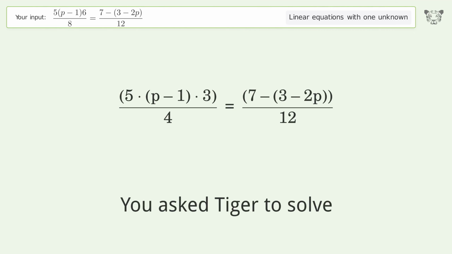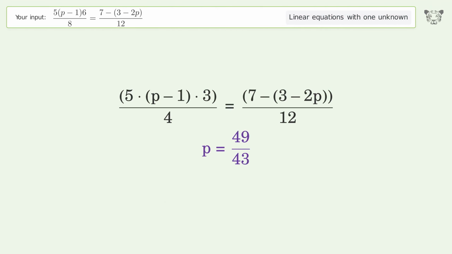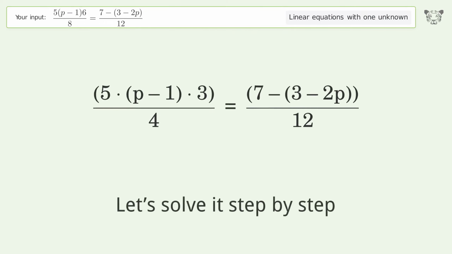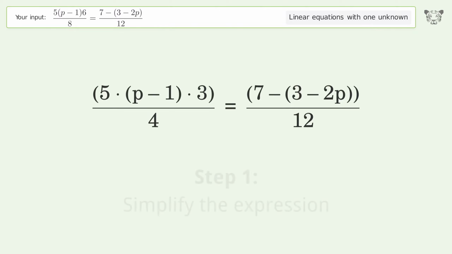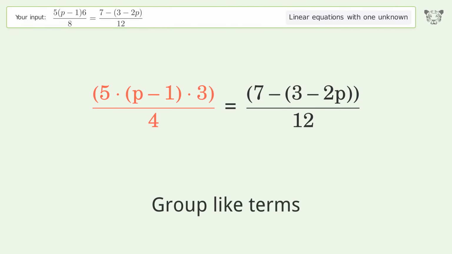You asked Tiger to solve this. It deals with linear equations with one unknown. The final result is p equals 49/43. Let's solve it step by step. Simplify the expression. Group like terms.